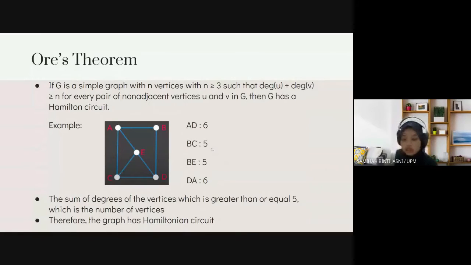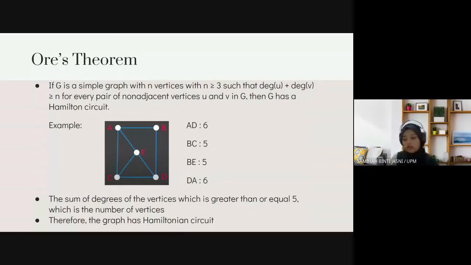So the sum of degrees of every pair of non-adjacent vertices is either equal to or greater than 5 in this example, which is 5 and 6, and that is greater than or equal to the number of vertices, which is 5. Therefore, the graph has a Hamiltonian circuit.